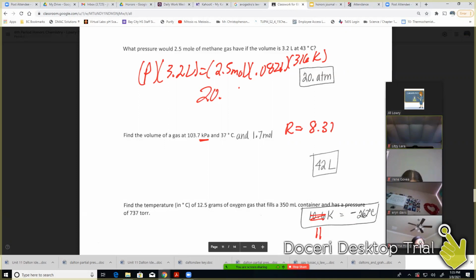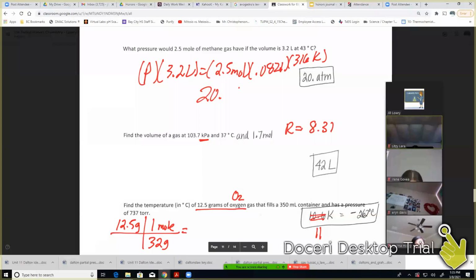When you get down to the third one, you have 12.5 grams of oxygen. And you can't put grams into the formula, so you're going to have to use your molar mass to convert that to moles. So kind of like a reverse of what we did. We have 12.5 grams, and oxygen is diatomic, so that means it has 32 grams per 1 mole. That's going to give you how many moles you have, and then you will be able to plug it into your formula.